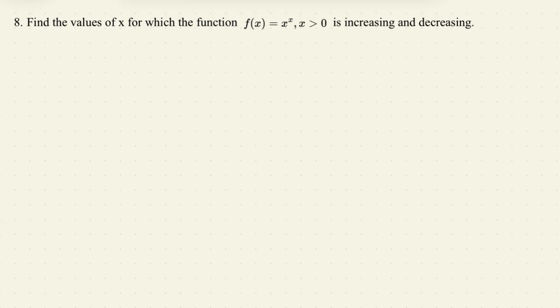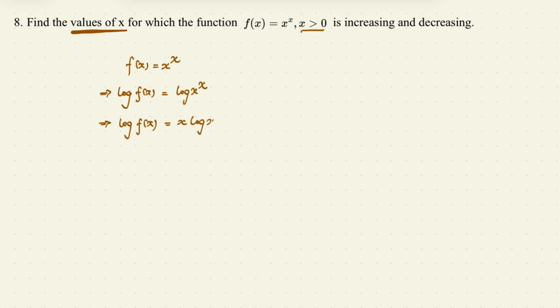Question 8. Find the values of x for which the function f(x) equals x to the power x, where x is greater than 0, is increasing and decreasing. So here the question is asking to find the values of x. So this means we have to find the intervals. So the given function f(x) equals x to the power x. So before differentiating we can put logarithm on both sides. So it will be log of f(x) equals log of x to the power x. So it will be log of f(x) equals x into log x.